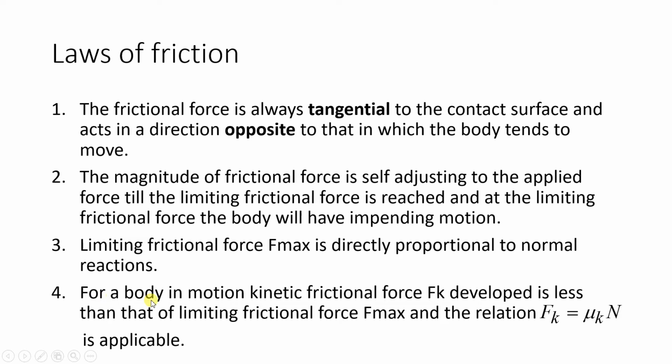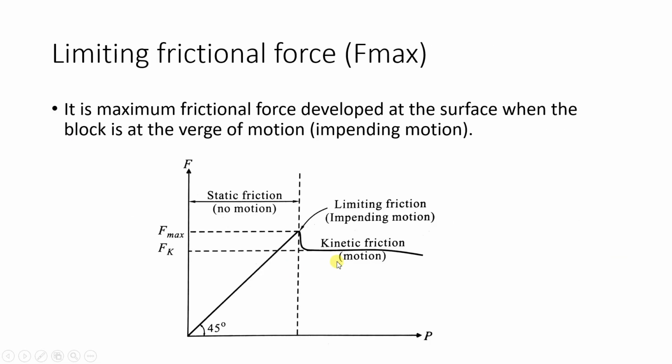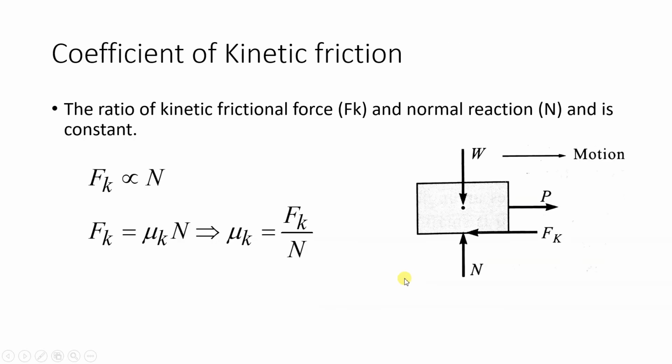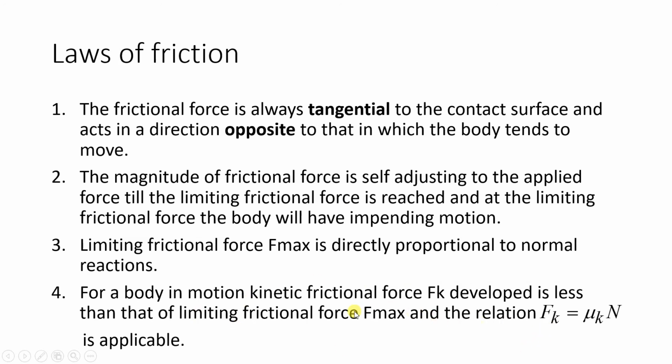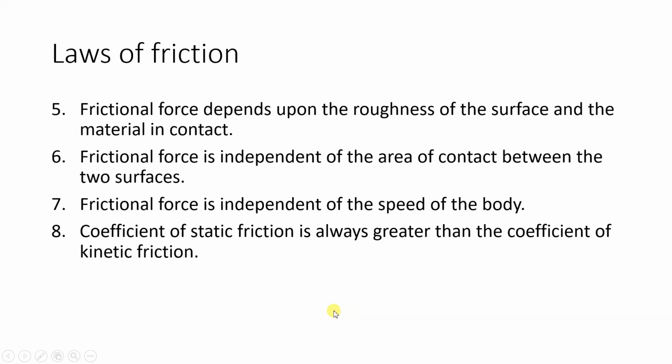Fourth one, for a body in motion, kinetic frictional force Fk developed is less than that of limiting frictional force Fmax. If you see the graph which we had seen here, this Fmax value is greater than Fk. So Fk is less than Fmax. For a body in motion, the relation Fk equal to mu k N is applicable.